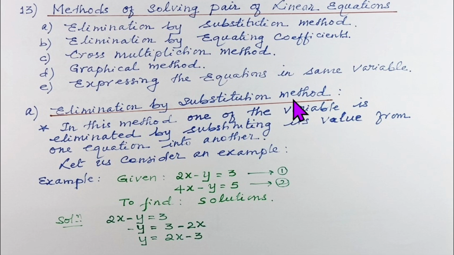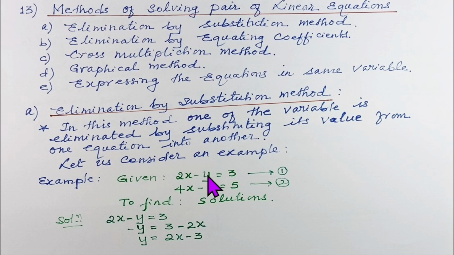Now, elimination by substitution method. In this method, one of the variables is eliminated by substituting its value from one equation into another. That means we are converting a linear equation in two variables into one variable. So let us understand with the help of an example.